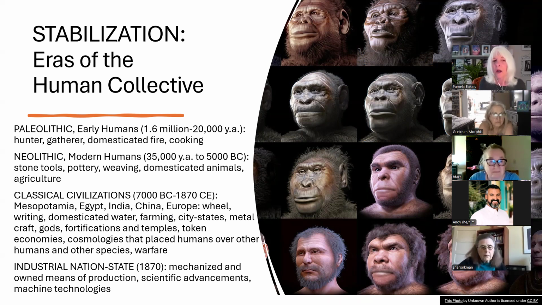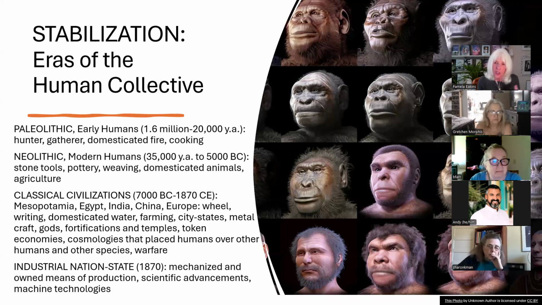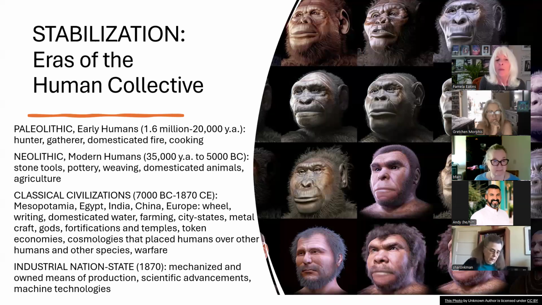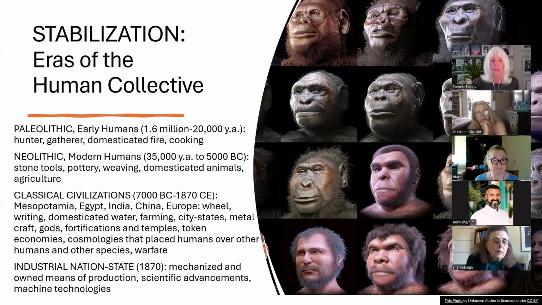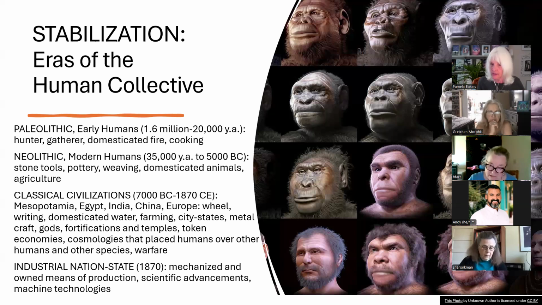So then the Neolithic era, modern humans, 3,500 years ago to 5,000 BC. And now we have stone tools, pottery, weaving, domesticated animals, and agriculture. Then classical civilizations start to burgeon in Mesopotamia, Egypt, India, China, Europe. And here we have the development of the wheel, writing, domesticating water, all the aqueducts and things that began to happen. Farming, domesticating plants, city-states, metalcraft, gods. That one really interests me a lot. I don't want to go into it right now, but imagine that gods happen during classical civilization.